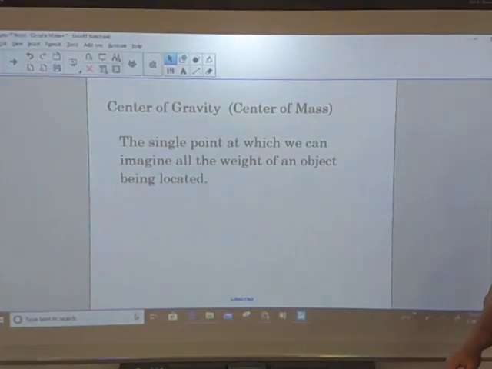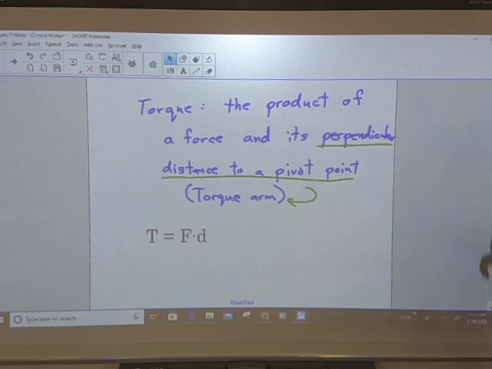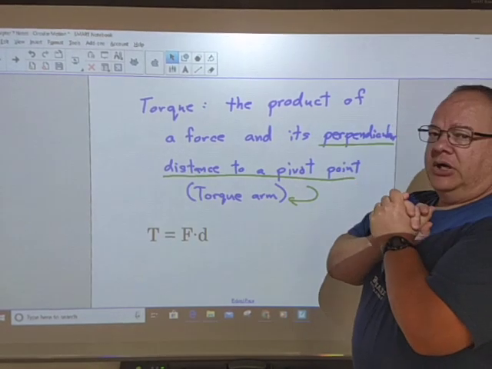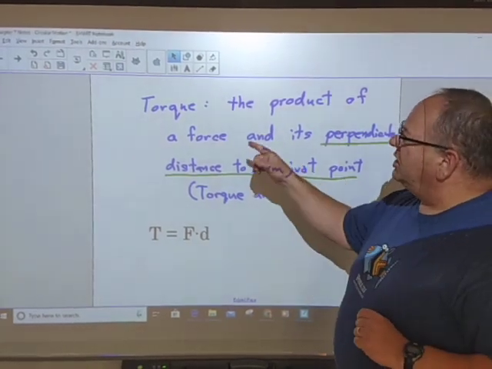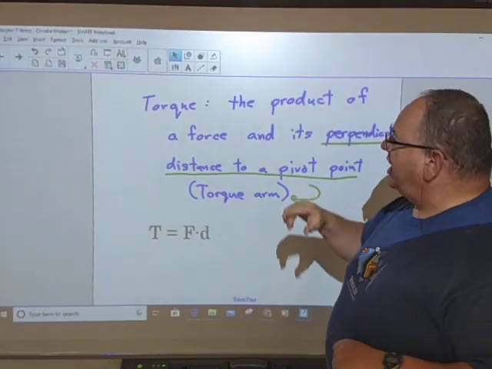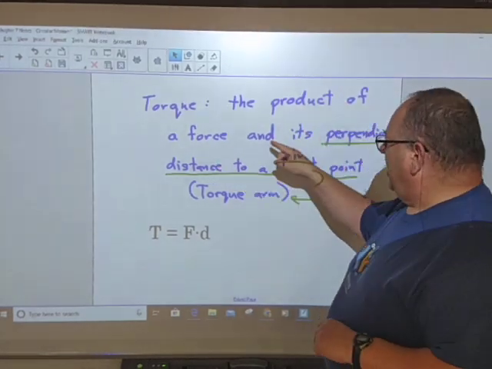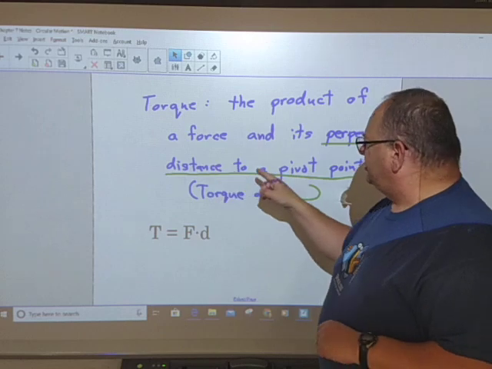All right, so what's a torque? A torque is the product, means multiplied, of a force and its perpendicular distance to a pivot point.